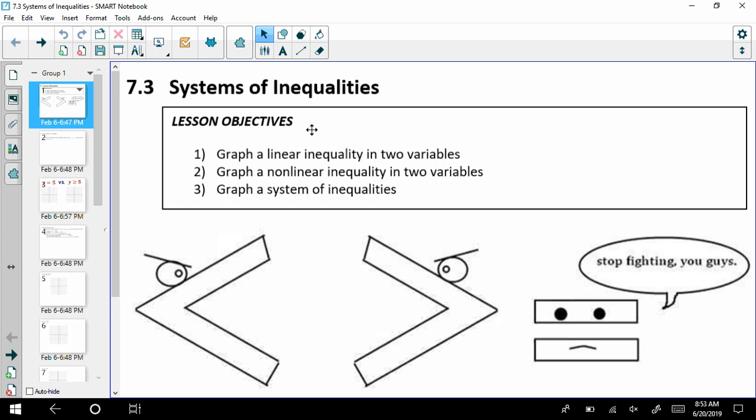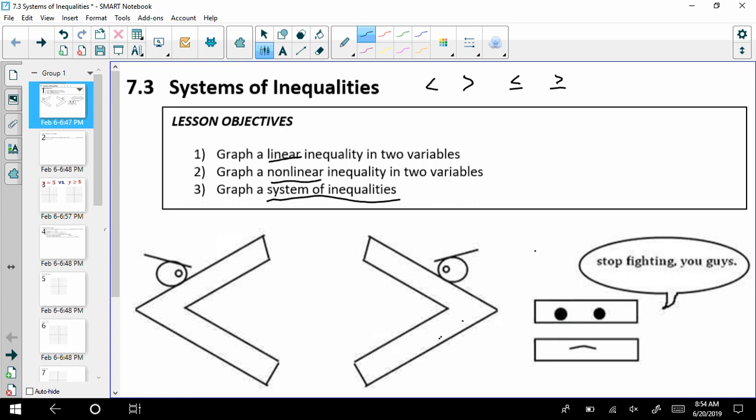7.3 is on systems still, but instead of equations, it's now going to be inequalities. And inequalities, remember, do not use an equal sign. They use less than, greater than, less than or equal to, greater than or equal to. So all of our objectives today are going to be looking at how do solutions of inequalities work, whether they are linear or nonlinear, and what does a solution to a system of inequalities look like. That's going to be our goal to try and figure out.